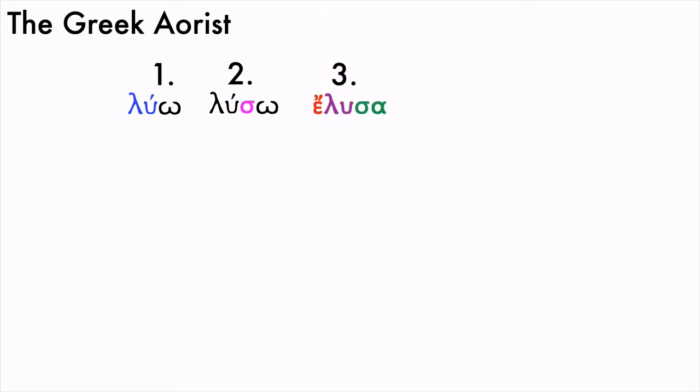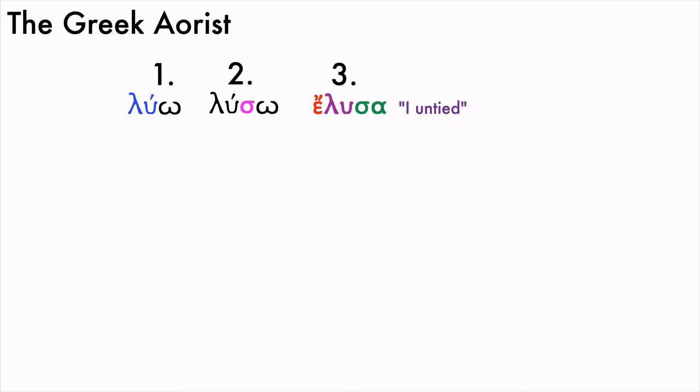And the aorist is a simple past tense. It's far more common than the imperfect. And whereas the imperfect meant something like, I was untying, or habitually as a child, I untied the donkey every day, the aorist is a simple past. Yesterday, I untied the donkey.